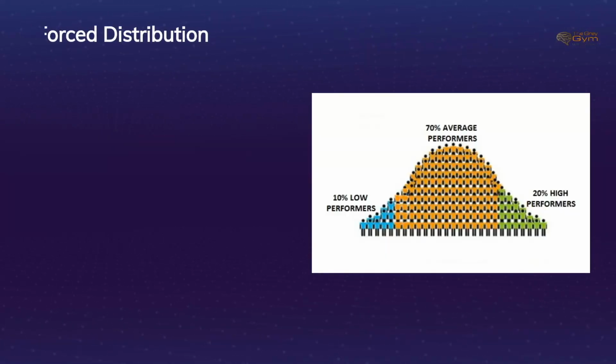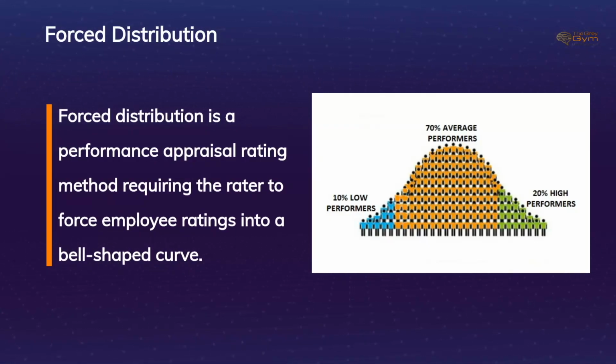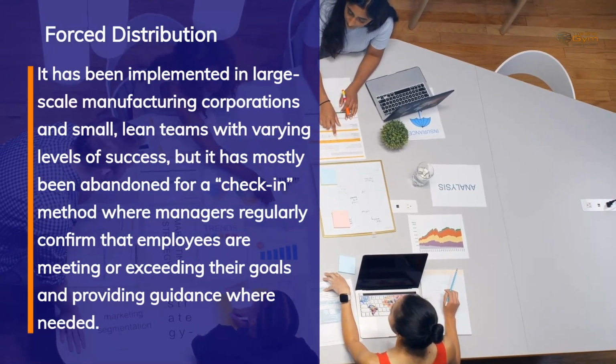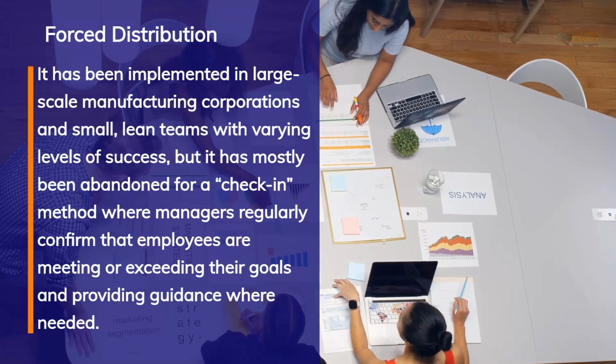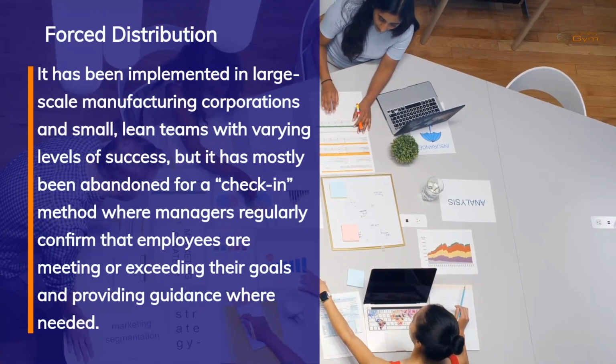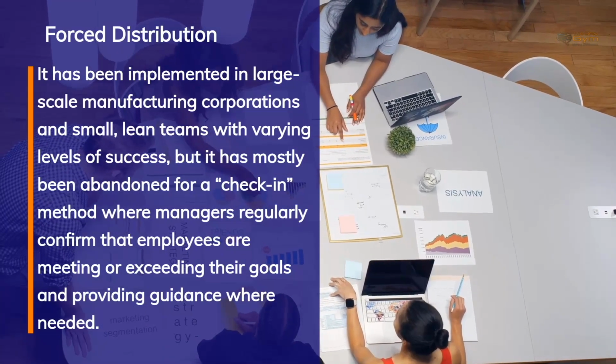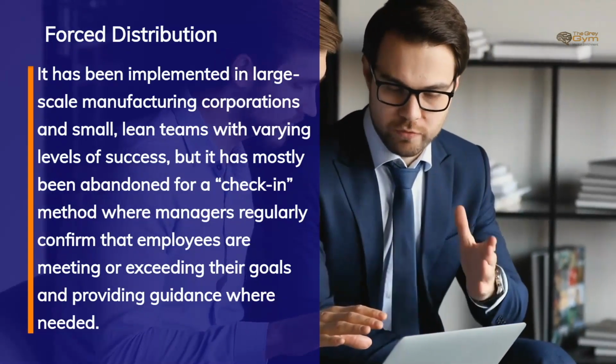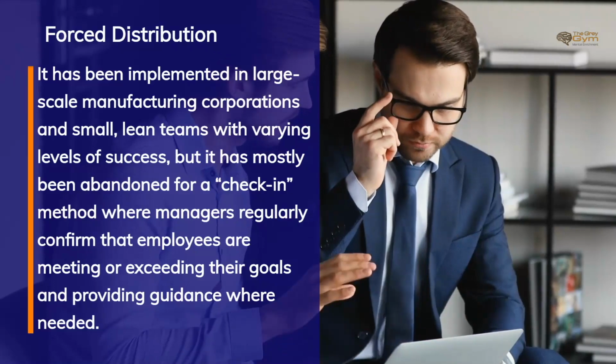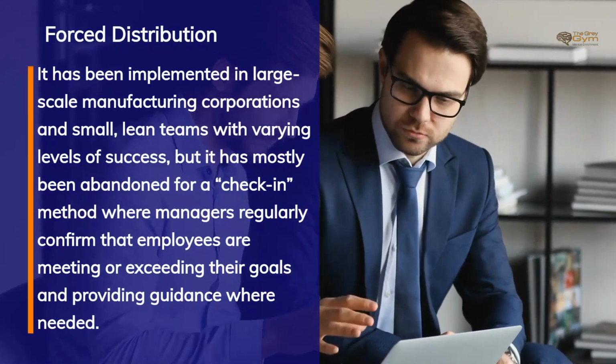Moving along, what is forced distribution? Forced distribution is a performance appraisal rating method requiring the rater to force employee ratings into a bell-shaped curve. The forced distribution model of employee performance management is a widely acknowledged and highly debated management strategy. It has been implemented in large-scale manufacturing corporations and small, lean teams with varying levels of success. But it has mostly been abandoned for a check-in method where managers regularly confirm that employees are meeting or exceeding their goals and provide guidance where needed.